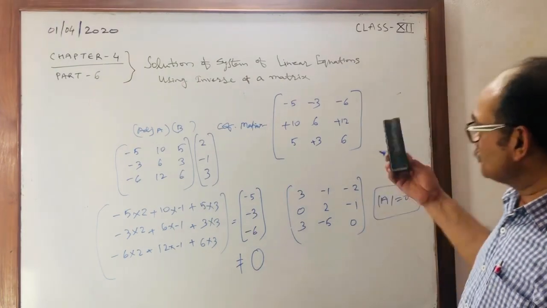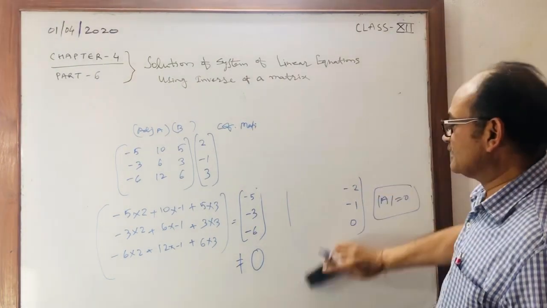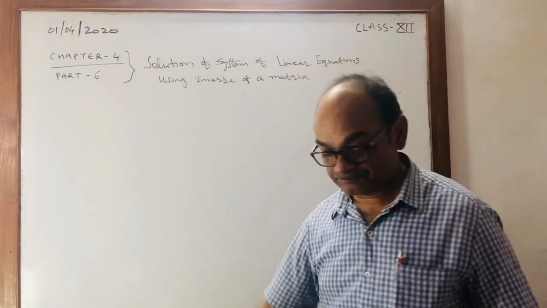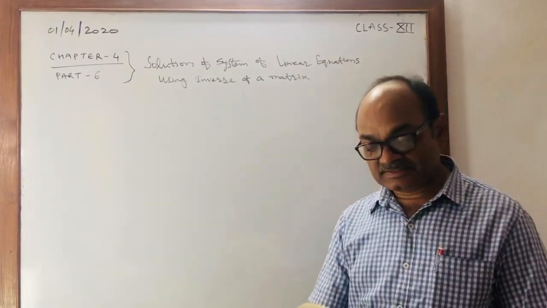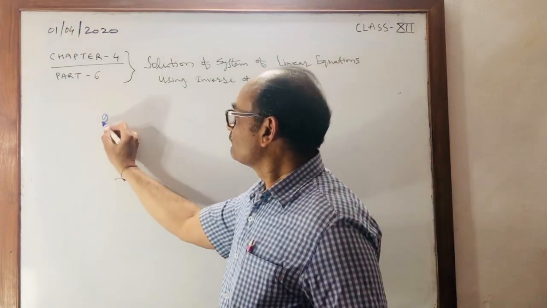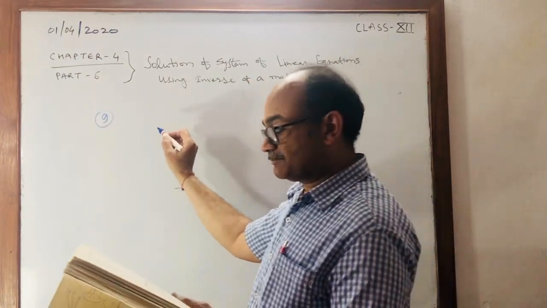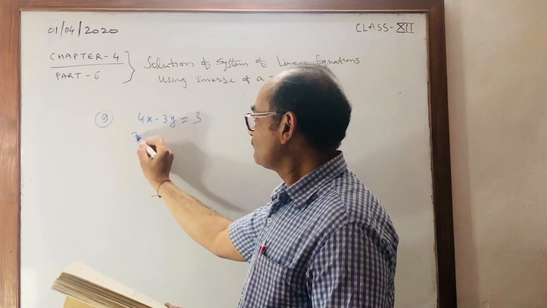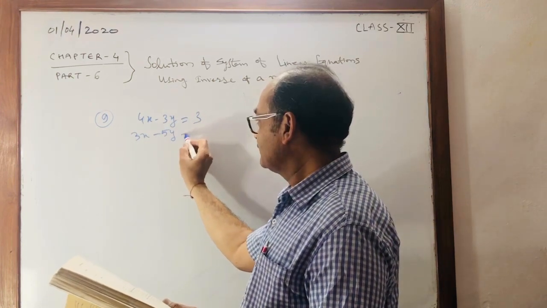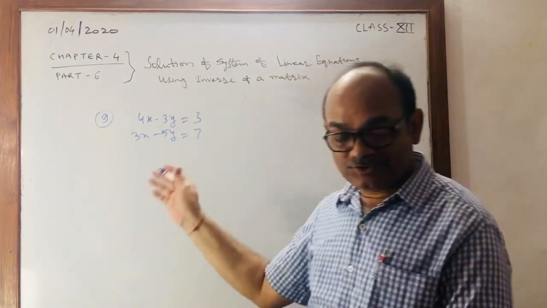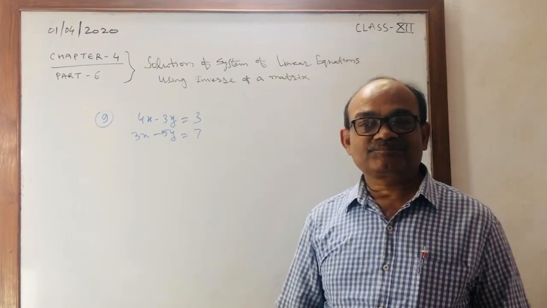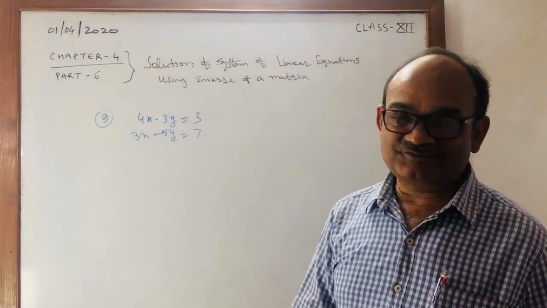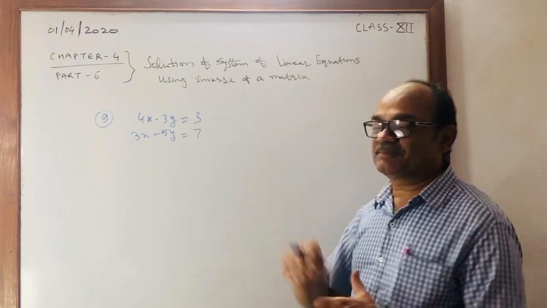Now, how to solve linear equations of two variables? For example, say question number 9. 4x minus 3y equals 3. 3x minus 5y equals 7. You know how to solve this question up to class 10th. But here we have to apply only the inverse of a matrix method.